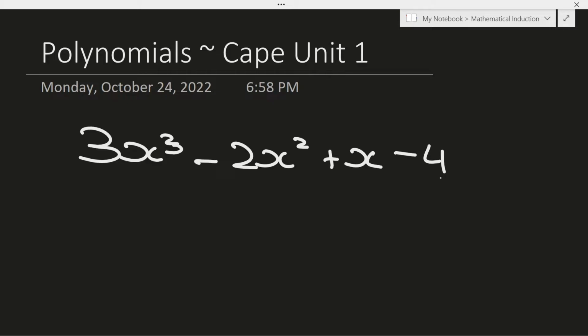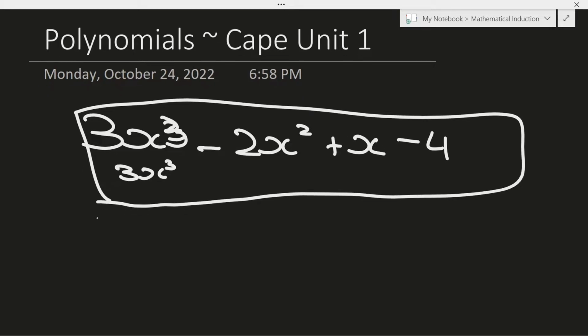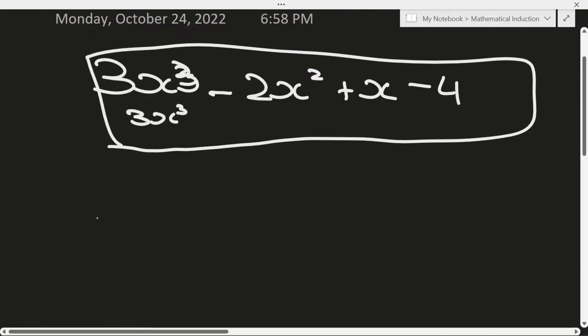So, for example, in this situation, this is a 3 right here, so this is 3x cubed. We'll say that this polynomial is of degree 3 because the highest power of x in this polynomial is 3.